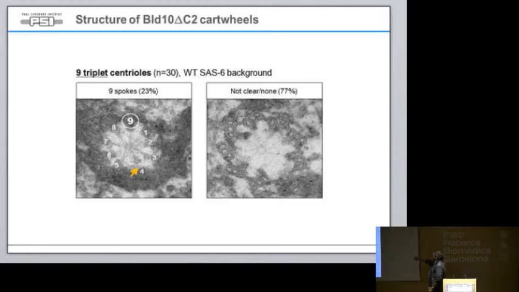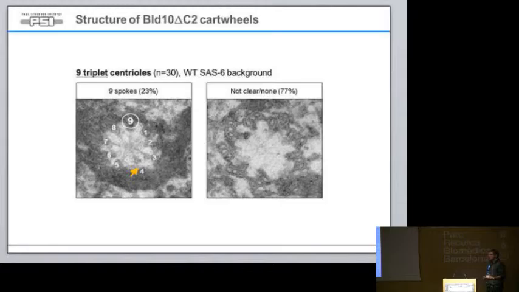And we got predominantly nine triplet centrioles. Also, eight triplet centrioles were observed, but predominantly nine triplet centrioles. And when you count the spokes of the cartwheel, we ended up at a symmetry of nine. And in this case, you can even see that indeed one of these spokes was detached from the microtubule wall. In many cases, though, we did not observe any cartwheel or it was difficult to infer the symmetry of the cartwheel.